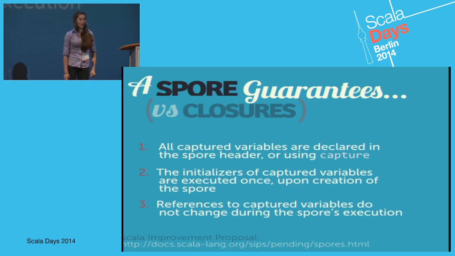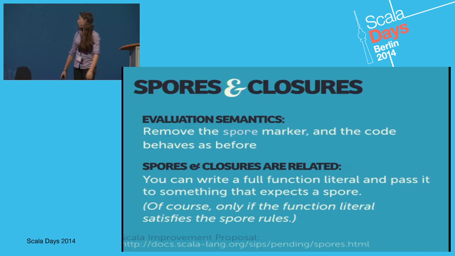The mainline spores are mostly just syntactic. So what does it guarantee you? It guarantees that all of the variables captured using this spore header, or this something called capture, which I'll show you in a second, have their initializers executed once, when you create the spore. They don't happen at different times where you don't know when. It also guarantees that these references to captured variables don't change during the execution of the spore.